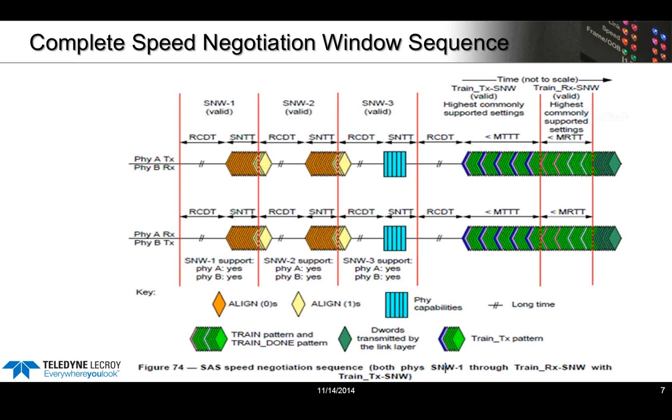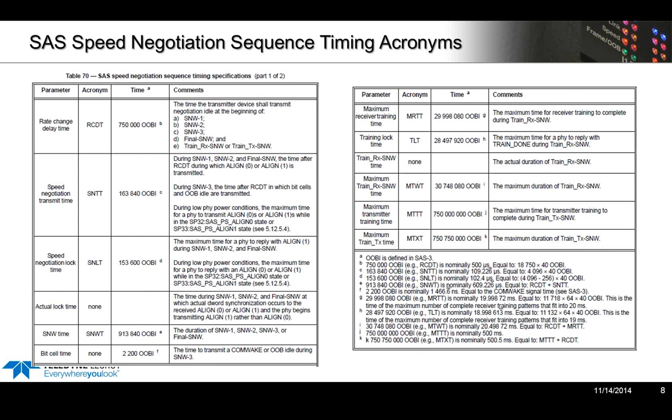Whole bunch of acronyms here that I can never remember, so I thought I'd just throw in this next slide where they are all defined for us. The RCDT, SNTT, SNLT, SNWT, etc. And Mike will touch on a couple of these when he covers our SAS verification test suite.